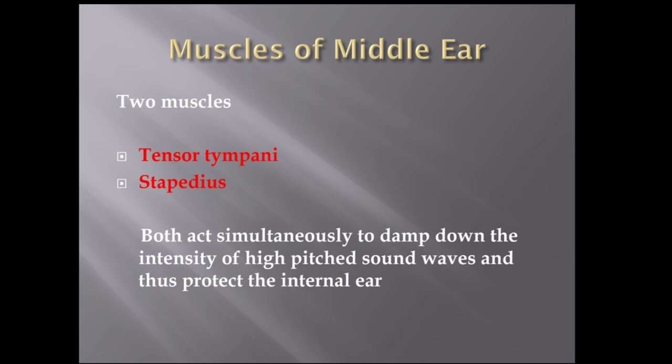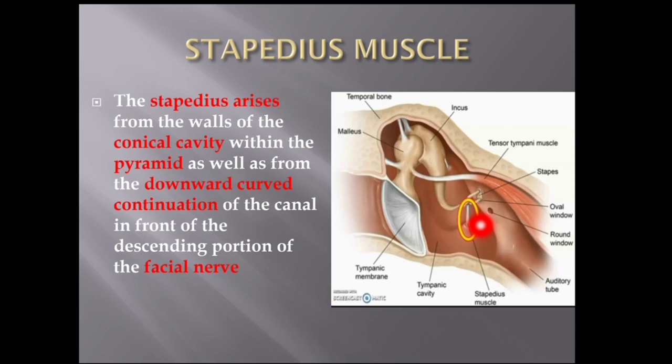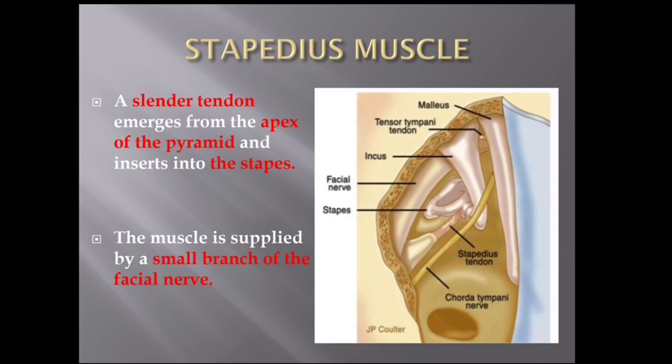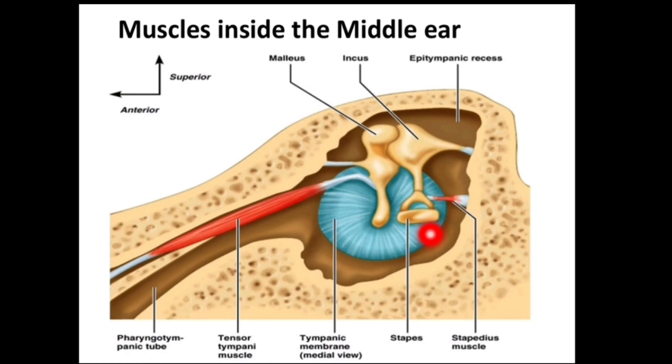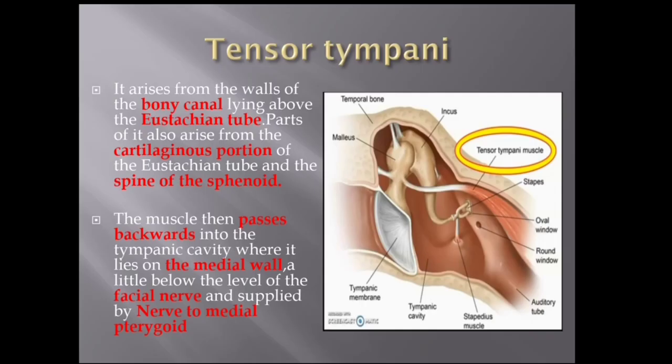Now, some details about the muscles of the middle ear. Tensor tympani and stapedius. Both act simultaneously to damp down the intensity of high-pitched sound waves and thus protect the internal ear. Stapedius arises from the wall of a conical cavity within the pyramid as well as from the downward curved continuation of the canal in front of the descending portion of the facial nerve. This stapedius, a slender tendon, emerges from the apex of the pyramid and is inserted into the stapes. The muscle is supplied by a small branch of the facial nerve. In this diagram we can see this is stapedius and this is tensor tympani.